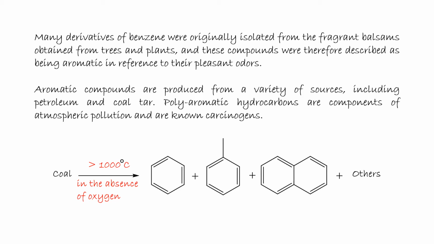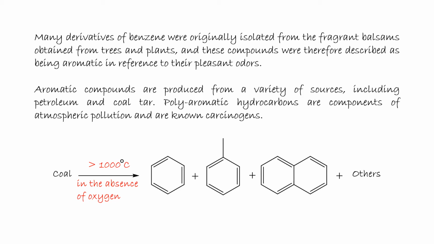Many derivatives of benzene were originally isolated from the fragrant balsams obtained from trees and plants, and these compounds were therefore described as being aromatic in reference to their pleasant odors. Aromatic compounds are produced from a variety of sources, including petroleum and coal tar. Polyaromatic hydrocarbons are components of atmospheric pollution and are known carcinogens.